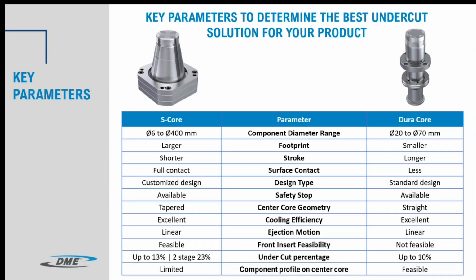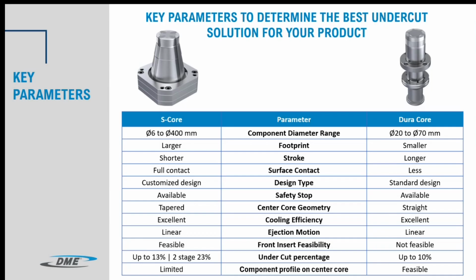Next slide, please. Some key differences or uniquenesses between the S-Core and the DuraCore. The S-Core is available from a very small 6mm diameter up to a rather large 400mm diameter. The DuraCore is limited from 20mm on the small side to 70 on the large side.